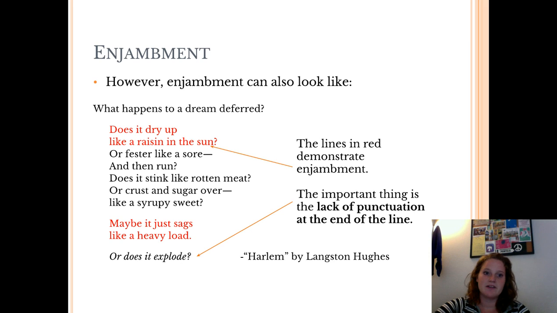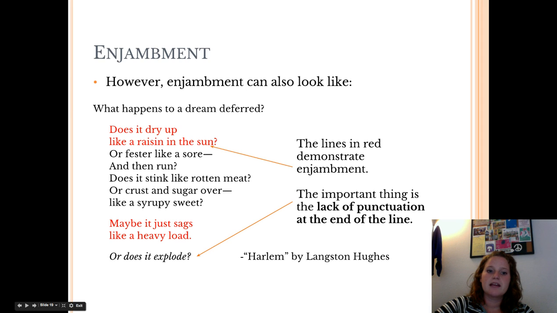Another example of it is from a poem called Harlem by Langston Hughes. And it says, "What happens to a dream deferred? Does it dry up like a raisin in the sun, or fester like a sore and then run? Does it stink like rotten meat, or crust and sugar over like a syrupy sweet? Maybe it just sags like a heavy load, or does it explode?"